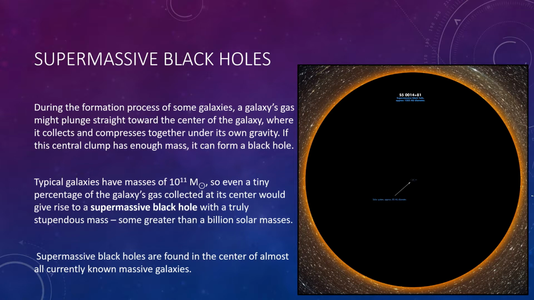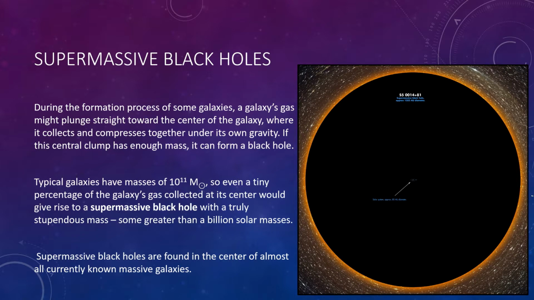Typical galaxies have masses of about 10 to the 11 solar masses. So even a tiny percentage of a galaxy's gas collected at its center would give rise to a supermassive black hole with a truly stupendous mass, greater than 1,000,000 solar masses. Supermassive black holes are found in the center of almost all currently known galaxies.